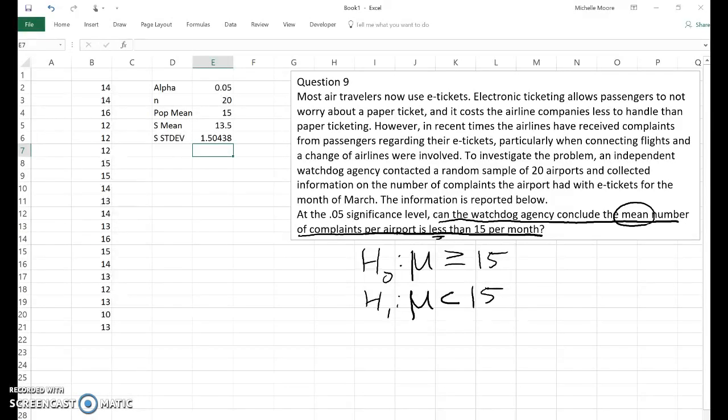Now that we have that, we need to go ahead and figure out what our critical value is. So we're going to go ahead and draw our curve.